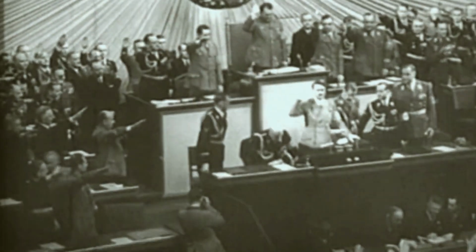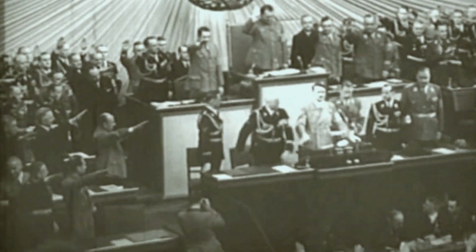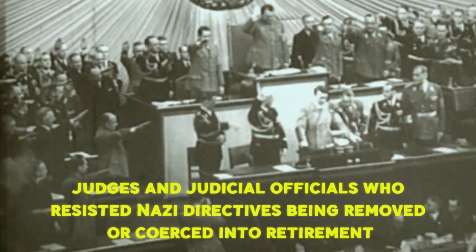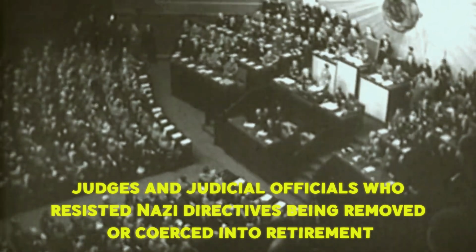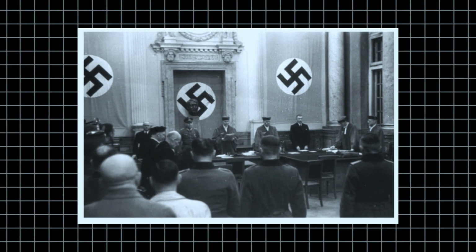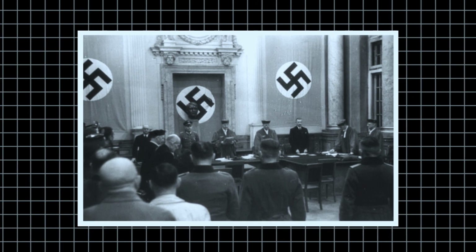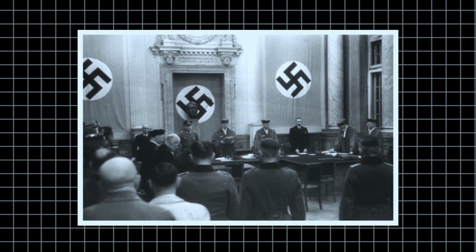The judiciary underwent a significant transformation, with judges and judicial officials who resisted Nazi directives being removed or coerced into retirement. The establishment of the People's Court further exemplified this shift, as it bypassed traditional legal procedures to prosecute enemies of the state under judges loyal to Nazi principles.